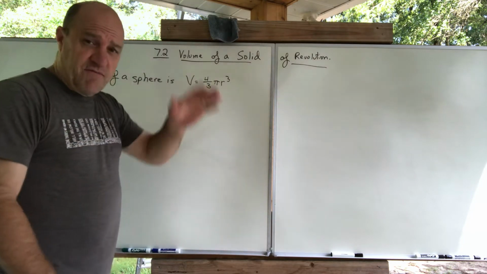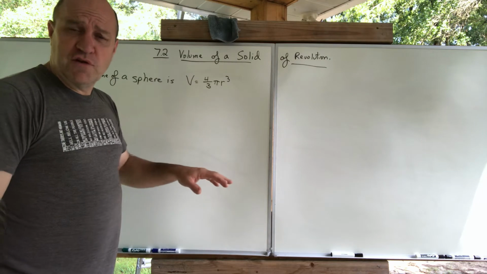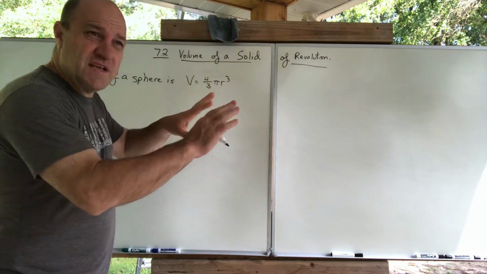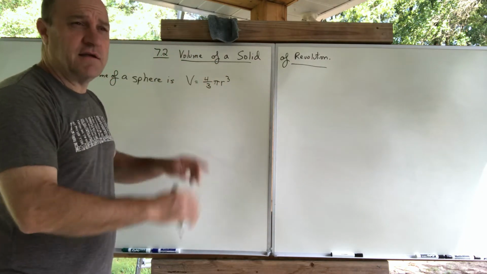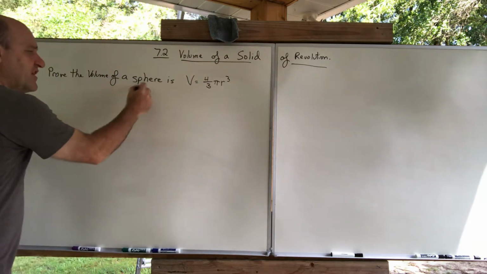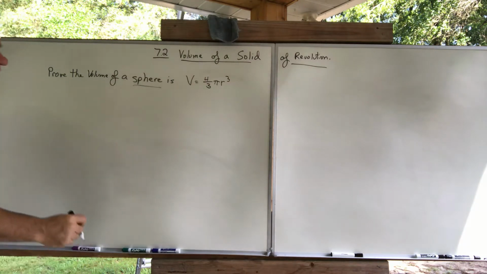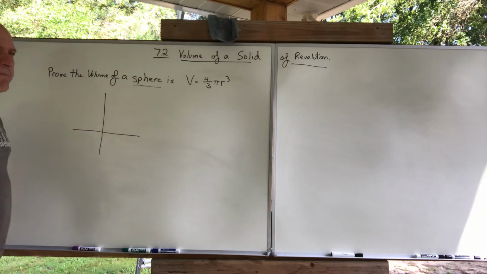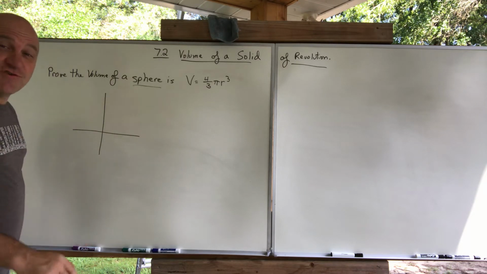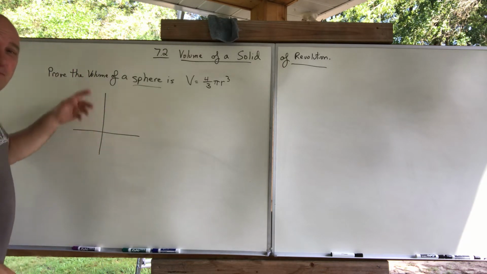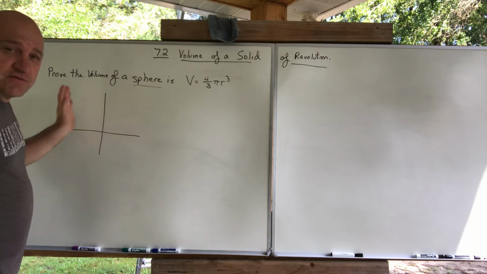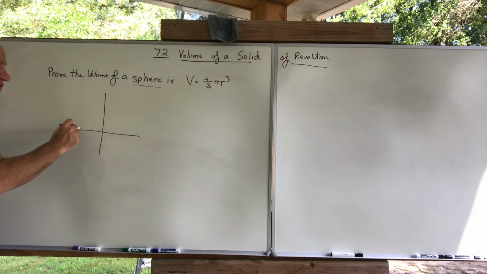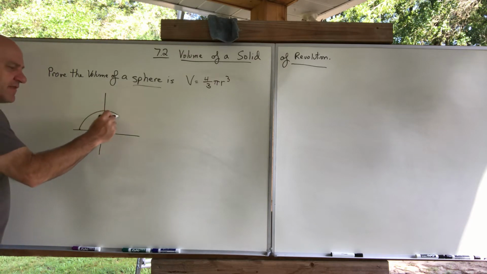So the disk method can find the volume of a solid of revolution, but we need a 2D shape to generate that solid. So to get a sphere, what sort of 2D shape would you use? Probably a circle. A circle spun around the x-axis would be a sphere. Maybe not even an entire circle. Maybe all I really need is a semicircle.